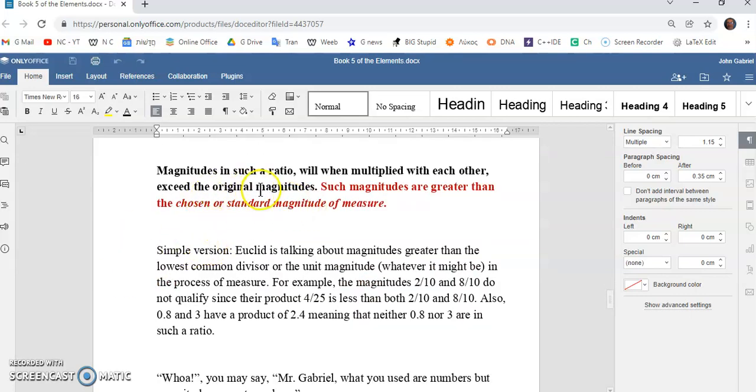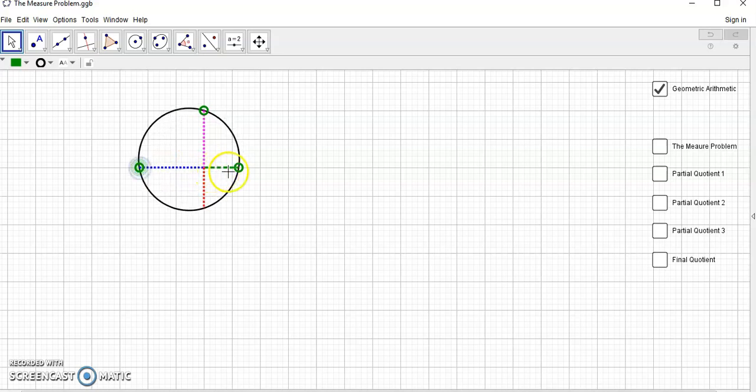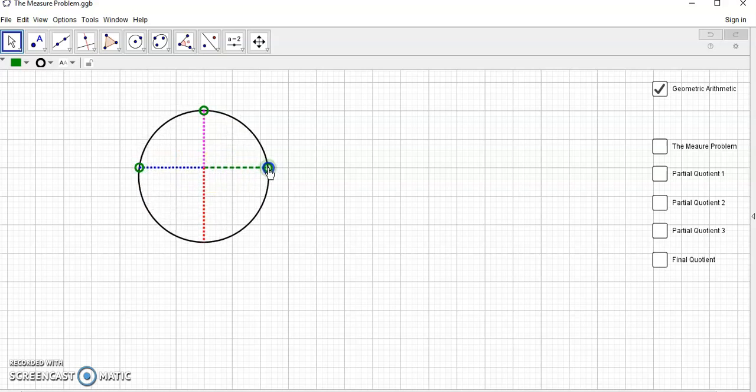So as I've said, magnitudes in such a ratio are greater than the chosen or standard magnitude of measure. So if you had to choose a measure like that, and these two measures are less than this standard unit, then obviously the product will never exceed any of them. But if you go above the 2 units like that, then this product will exceed both their line lengths.